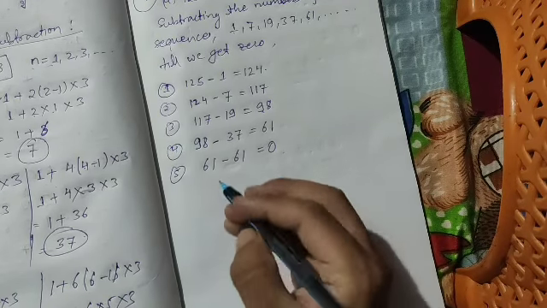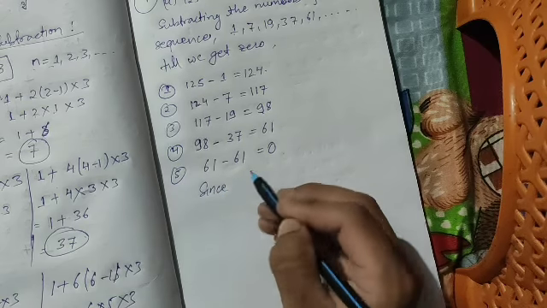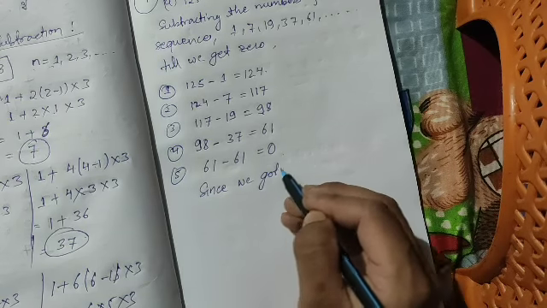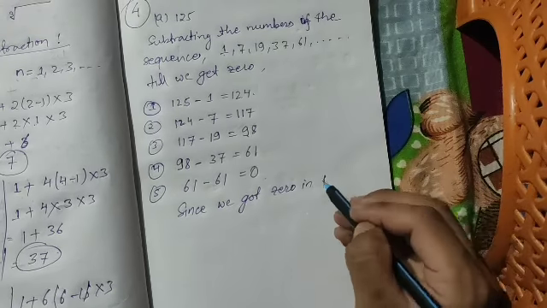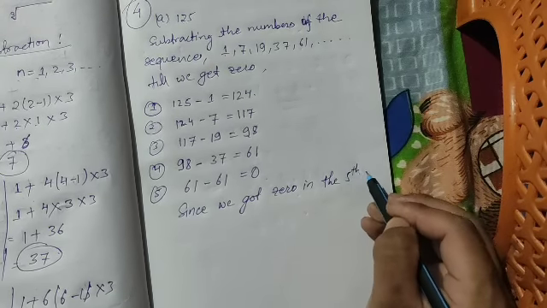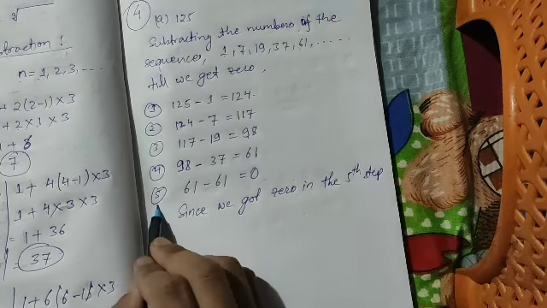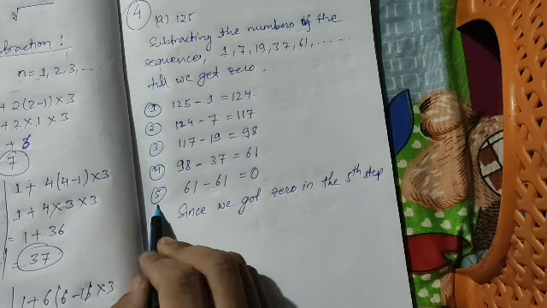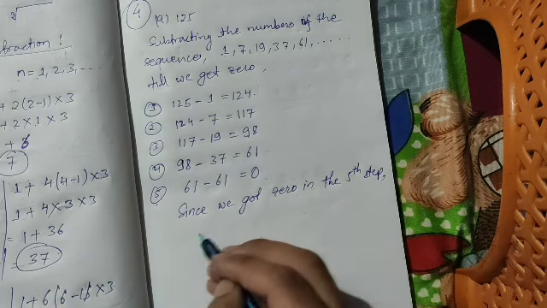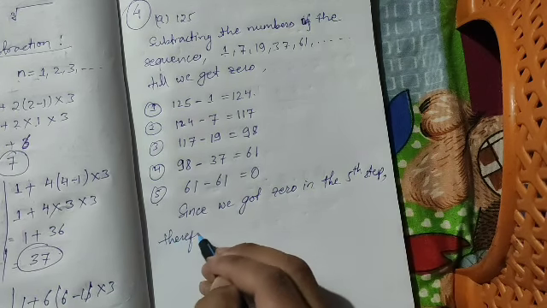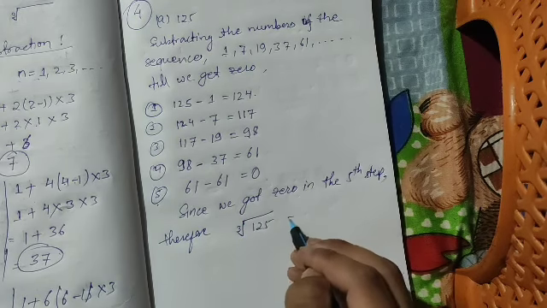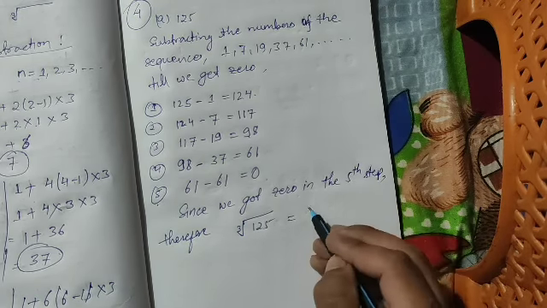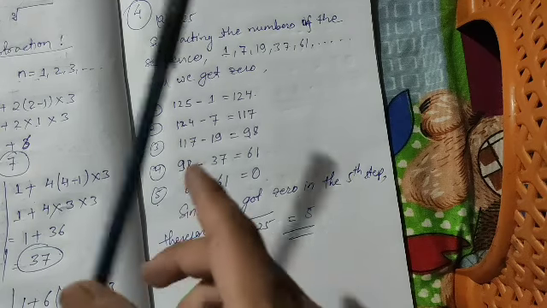So since we got 0 in which step? In the 5th step, right? See, we got 0 in the 5th step. Okay, therefore cube root of 125 is how much? Since we got 0 in the 5th step, so it is 5.